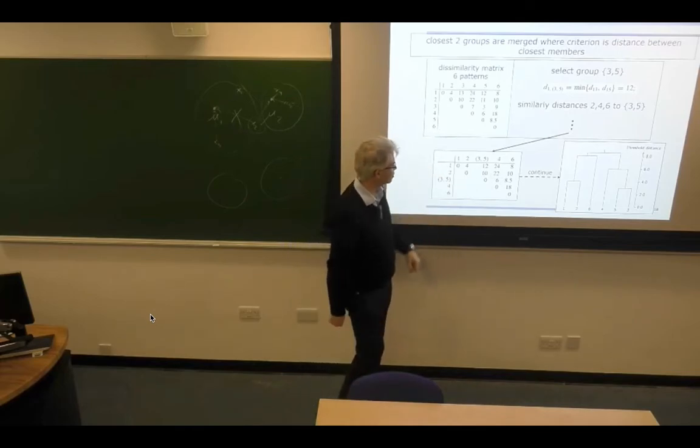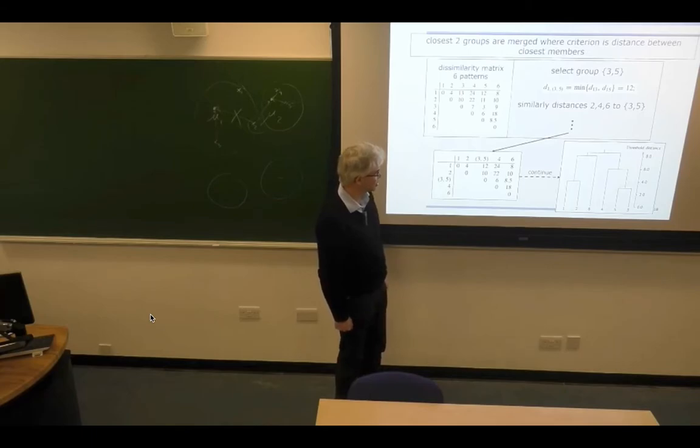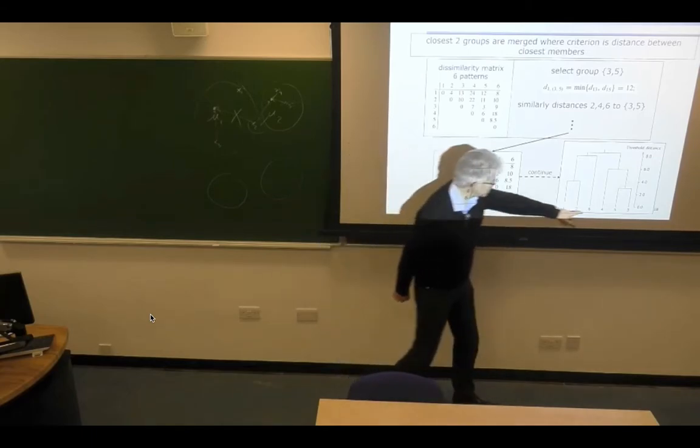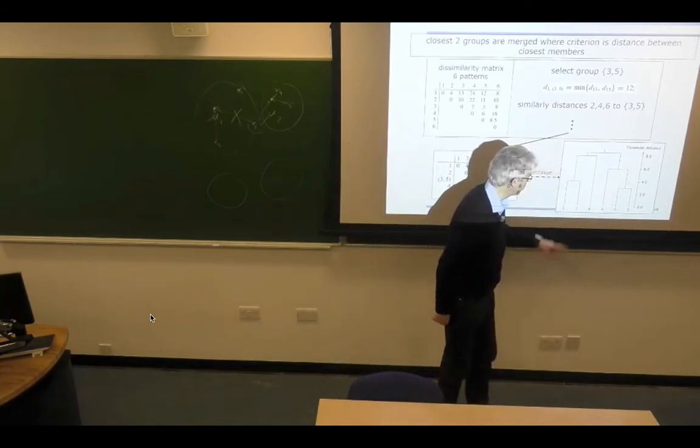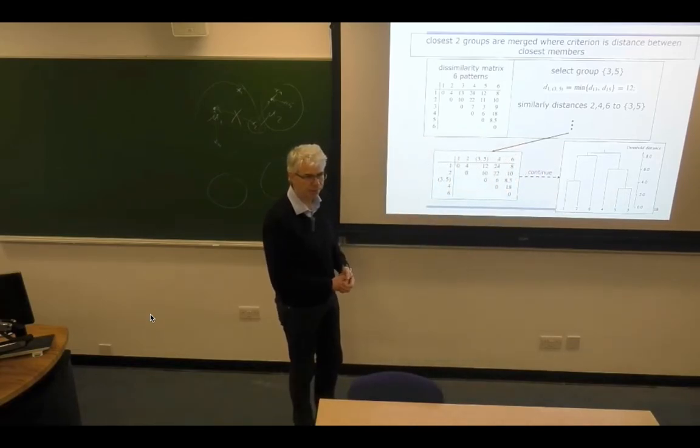And then at that point, we find the next smallest, and the next smallest would be the cluster between 1 and 2, and so on. So we can see here, 3 and 5 merges at this point, 1 and 2 merges at that point, and so on, up we go.